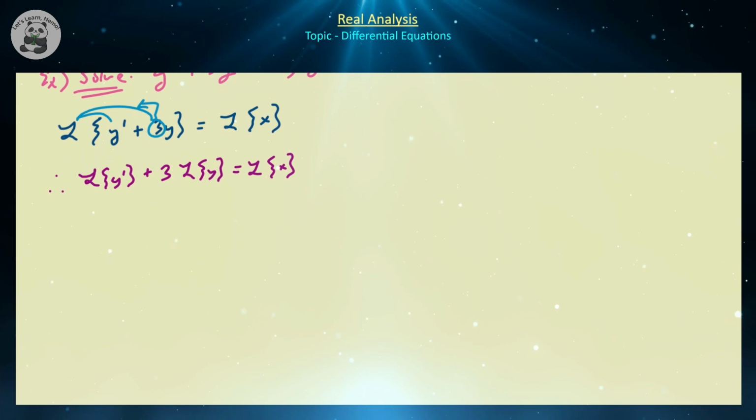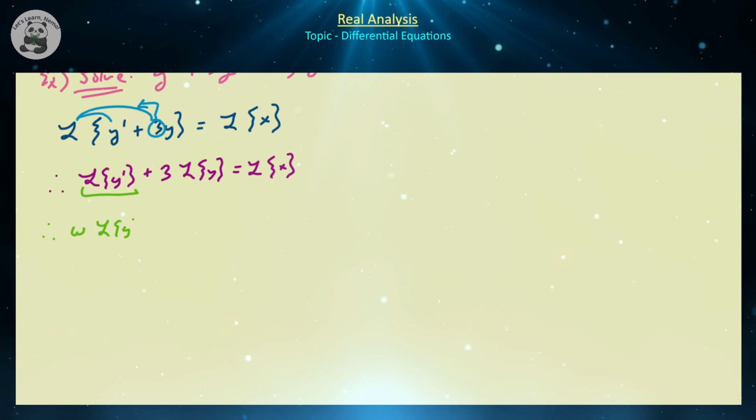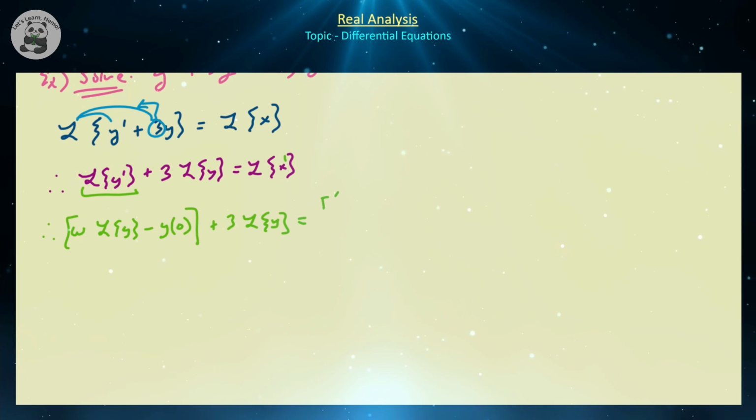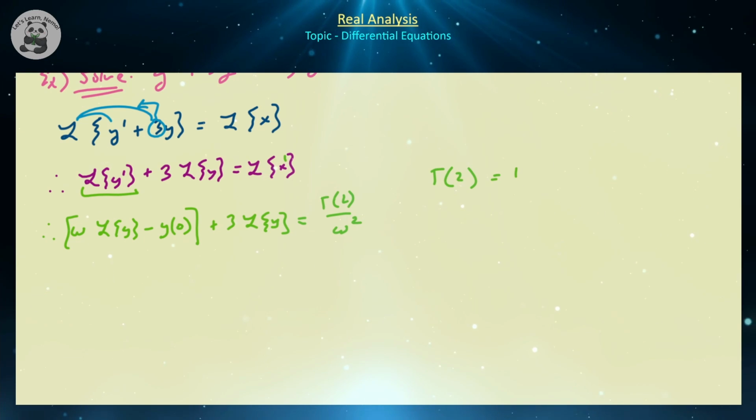Once we have this, now we can use our identities for Laplace transforms. The Laplace transform of y prime can be written in terms of the Laplace transform of y as omega times the Laplace transform of y minus y of 0. And then over here we have 3 times the Laplace transform of y. And the Laplace transform of x, as we already know, is gamma of 2 all over omega to the power of 2. Keep in mind gamma of 2 is just 1 factorial, which is just equal to 1.